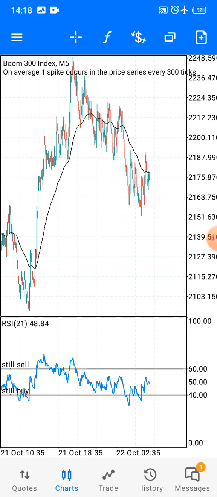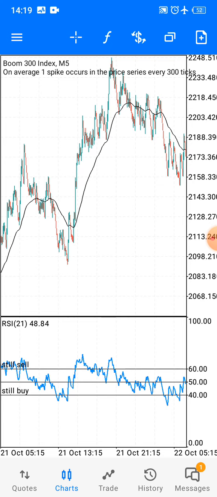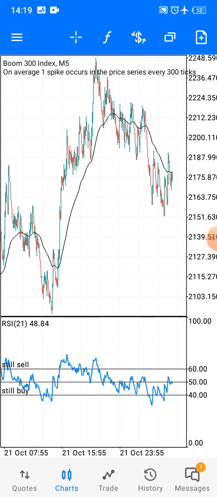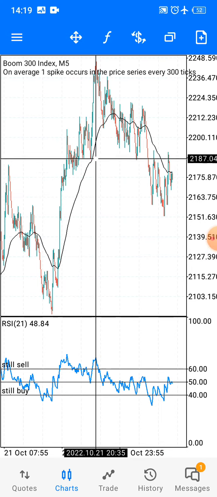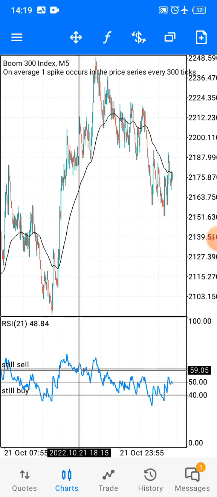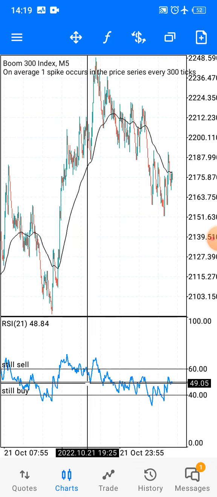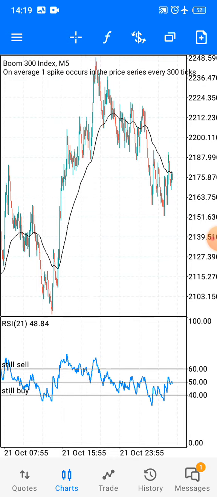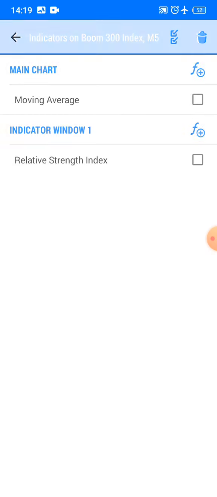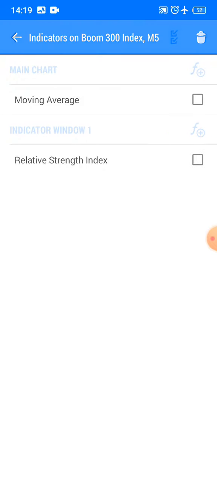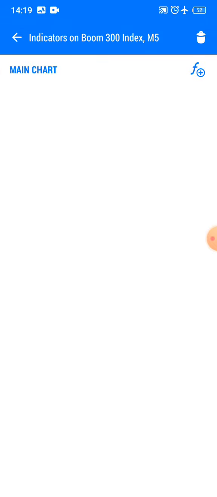So we're going to be using 2 indicators. We're going to have a moving average on the main chart and the RSI on the indicator window. So this is what I'm talking about, this moving average, and the RSI on the bottom window. So that's what we are going to be using. I want you to pay attention as I add these indicators, so let me just start by deleting everything so that we can add them all together.